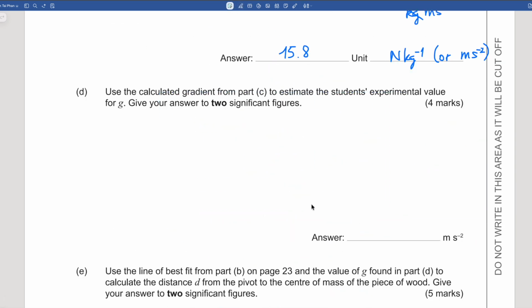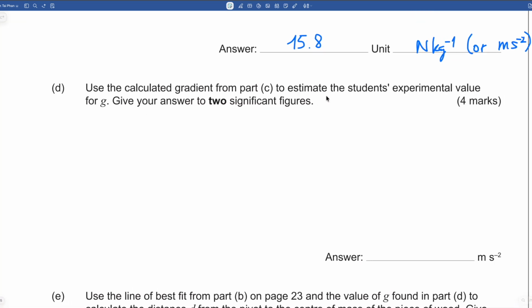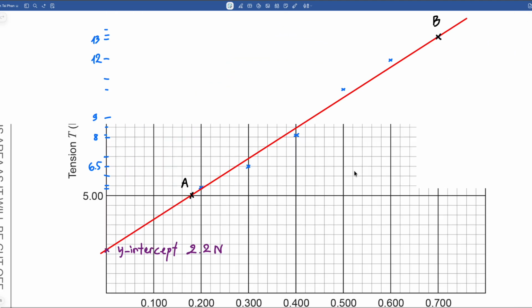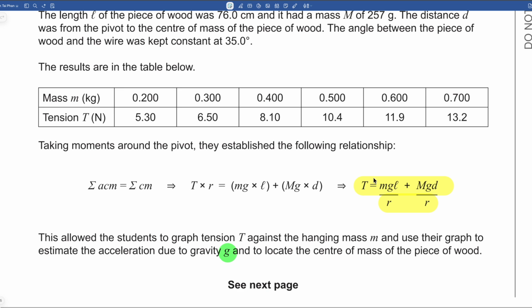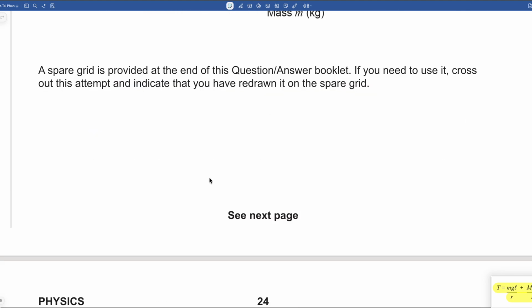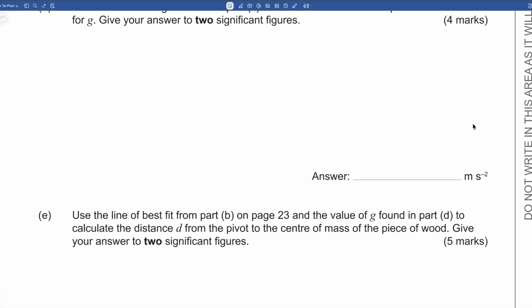Okay. Question D. Use the calculated gradient from part C. Estimate the student's experimental value for g. Give your answer to two significant figures. To answer this question D, we need to go back to the initial equation. Up here, let me take a screenshot of it and put it down at the question so that we can analyze it.